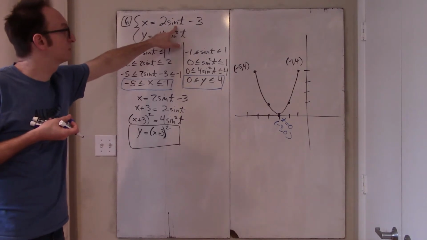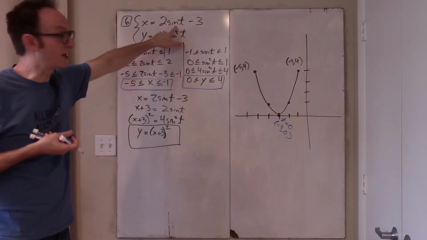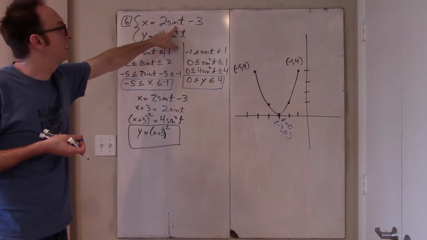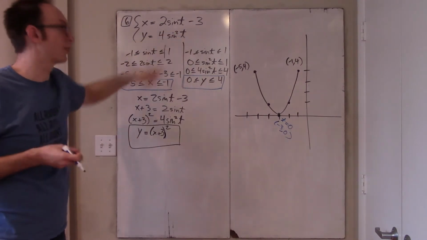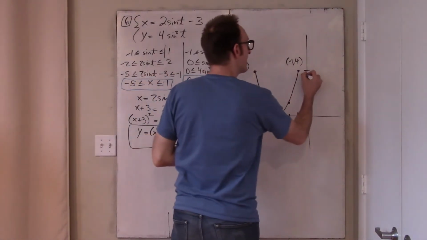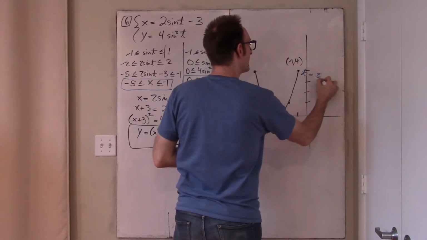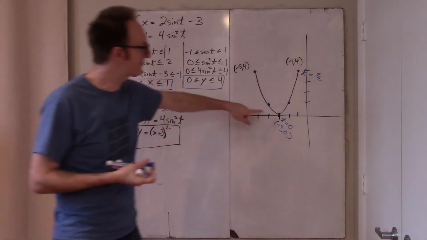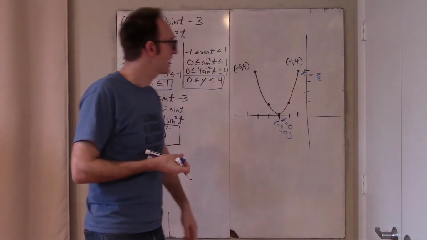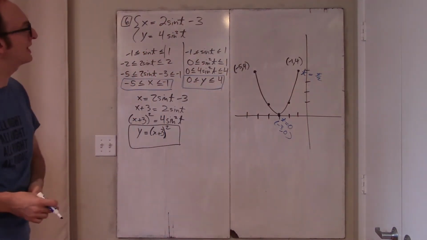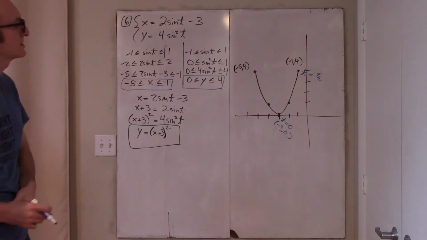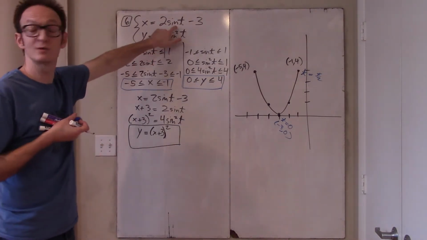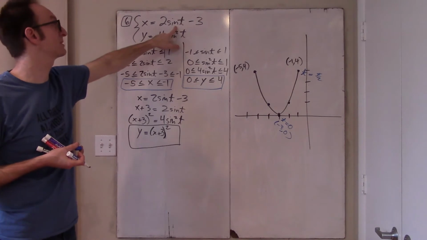If you plug in pi over 2 for sine, what do you get? Well, sine of pi over 2 is 1. And so we get -1, 4. So here I am at the point -1, 4 at t equals pi over 2. And so it appears that I've gone from here to here. Usually there's not enough time for this in class, but maybe we should do another thing, because there's one more number that goes in here nicely. That's when sine is 1/2, which happens at pi over 6.